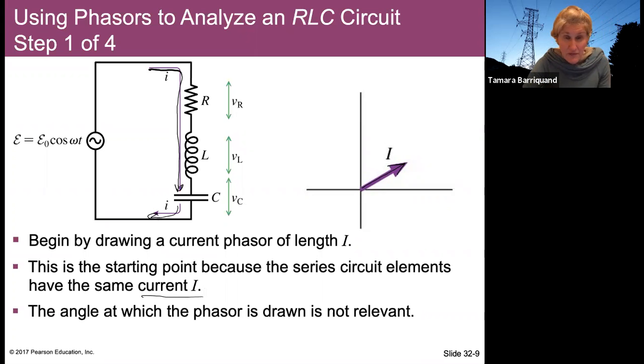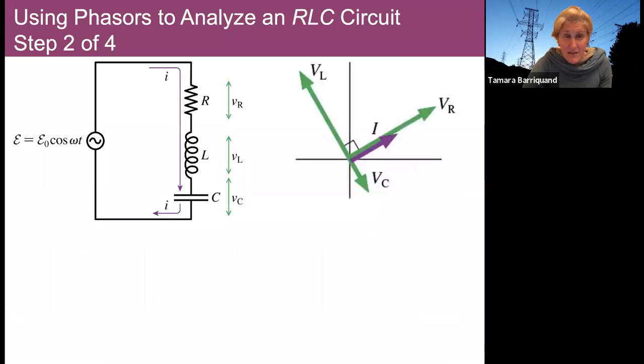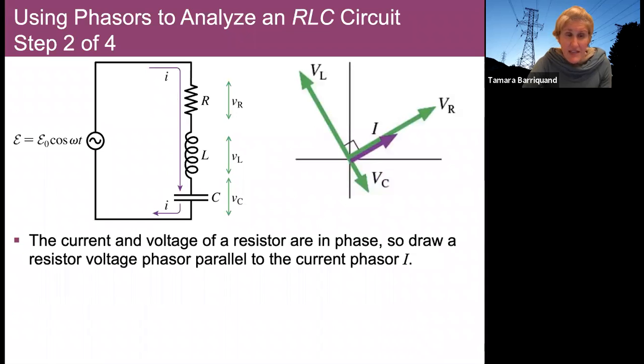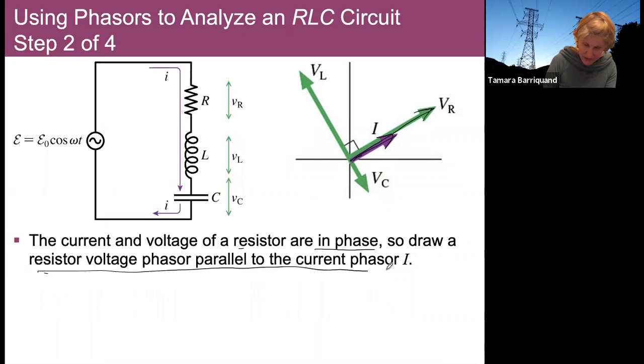The angle at which the phasor is drawn is not relevant. Now, the next thing we want to do is to draw the current and voltage. We see that the current and voltage of a resistor are in phase. So we're going to draw a resistor voltage phasor parallel to the current phasor I.